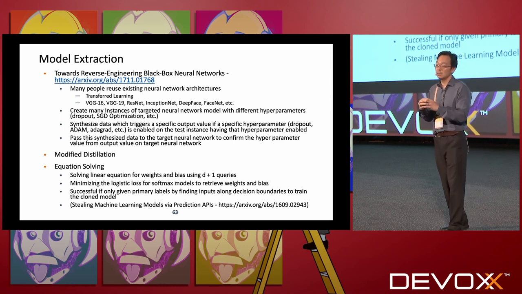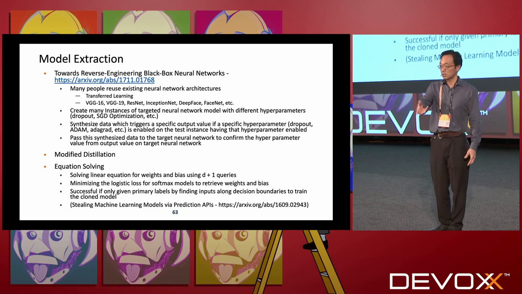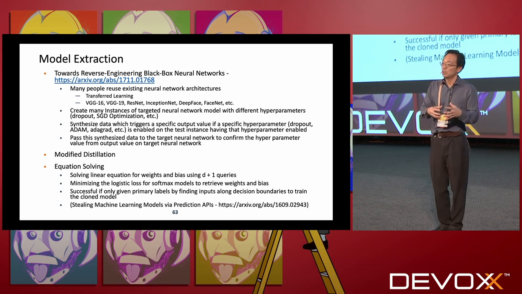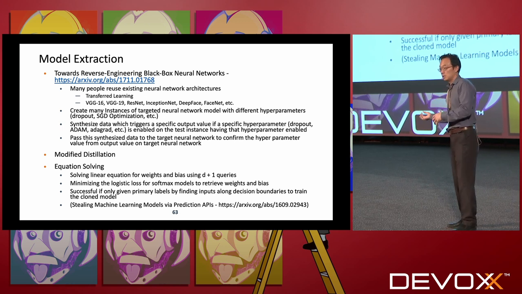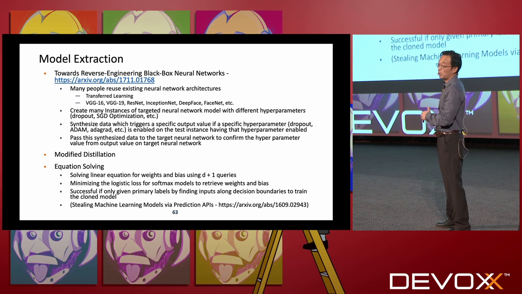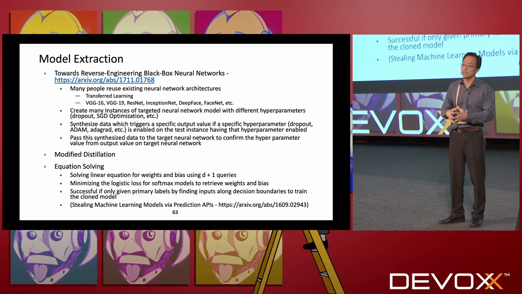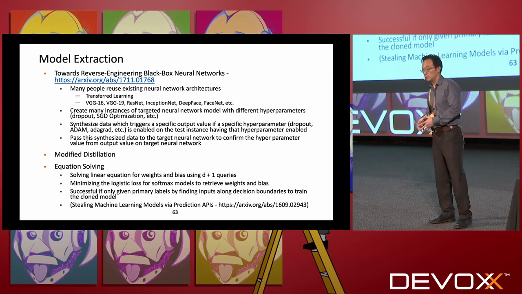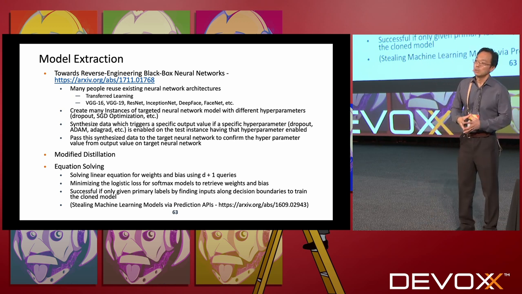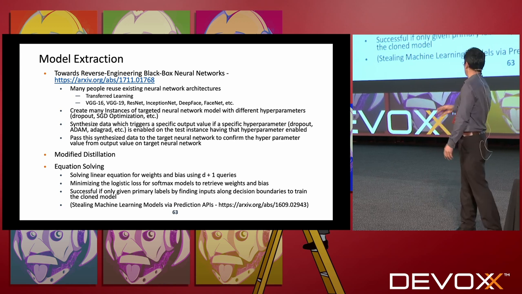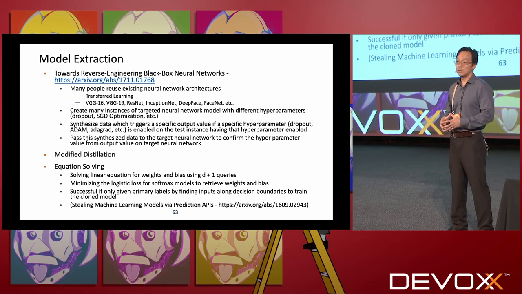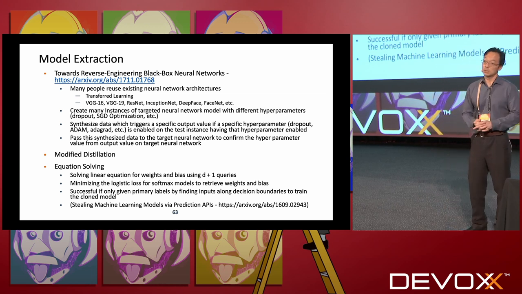So you could use the same technique to copy a network and have it reach similar accuracy to the network you're attacking, through distillation. So that's one technique. And there's also an equation solving technique, which has a lot more complicated math to explain, but there's a paper, Stealing Machine Learning Models via Prediction APIs, by, I think, Tramèr, and they explain how with just D plus one queries, where D is the number of parameters, you can figure out the weights of a neural network and basically know what the neural network's doing.